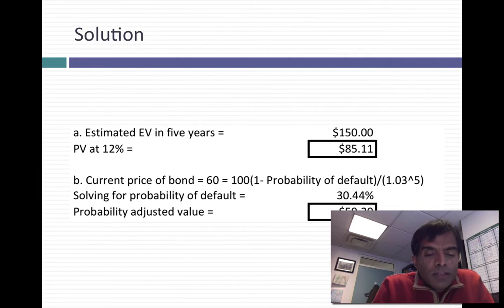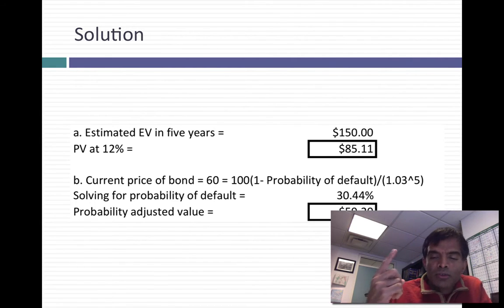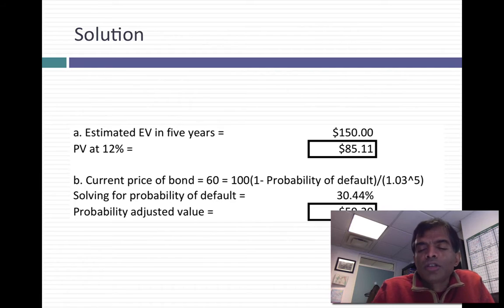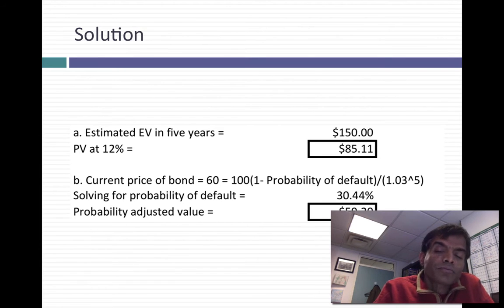So here's what I do. I set up the price of the bond today, which is 60, as 100 times (1 minus the probability of default) over 1.03 to the power 5. Because it's a zero coupon bond, there's only one cash flow in 5 years. And that's why I made it a zero coupon bond. It makes the math a little easier. So it's going to be 100 adjusted for the likelihood that you're going to be around, 1 minus the probability of default, discounted back 5 years at the risk-free rate, because I've already adjusted the numerator for risk. If I solve for the probability of default, I get 30.44%.